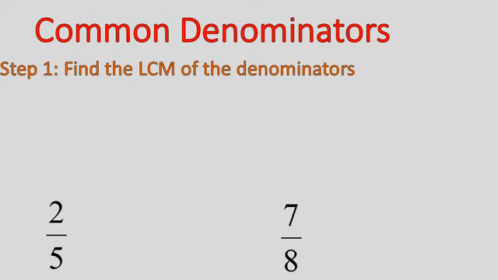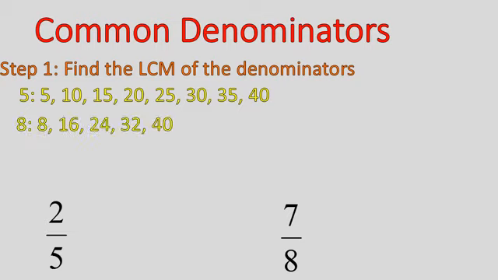Can you do it? Go ahead and list the multiples of 5. 5 times 1, times 2, times 3, etc. List the multiples of 8. 8 times 1, 8 times 2, 8 times 3. Stop when you come to a common multiple. In this case, 40. 40 is the common multiple of 5 and 8.